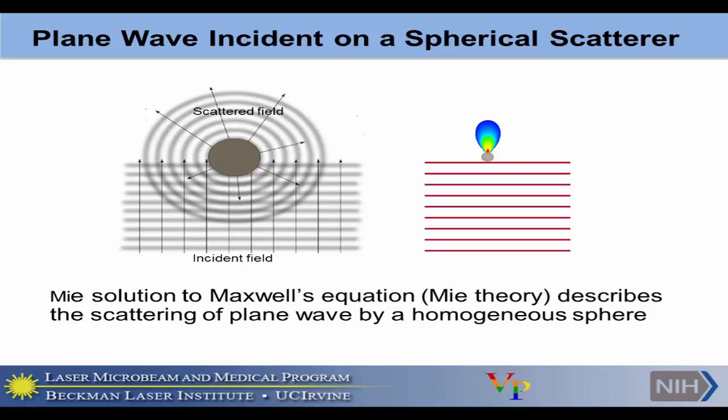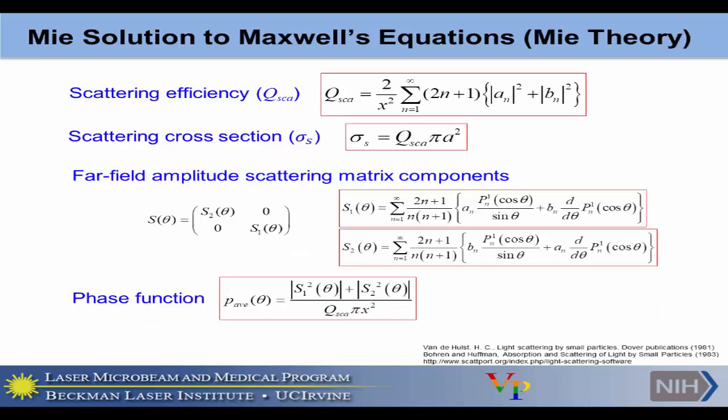The scattered field is going to scatter from the center of the spherical particle. Sometimes it's going to look like this, or it's going to be an isotropic scattering field, depending on the size of the particle and the wavelength. And using Mie theory, we can obtain different parameters: scattering efficiency, scattering cross-section, the far field amplitude components S1 and S2. These amplitude components represent the scattering field based on the size of the scatterer. And also we can calculate the phase function.